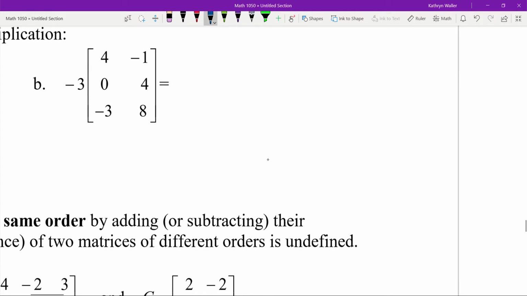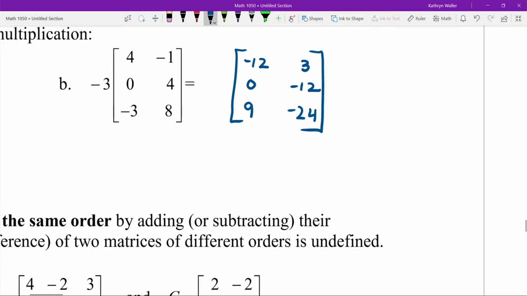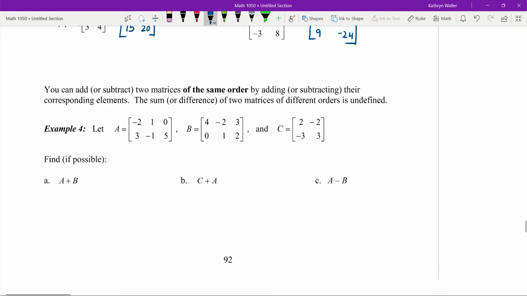Question B is the same thing. Keep in mind, you guys, that all those signs are going to change. So 4 times negative 3 is negative 12. Negative 1 times negative 3 is a positive 3. 0 times negative 3 is 0. 4 times negative 3 is negative 12. Negative 3 times negative 3 is a positive 9. 8 times negative 3 is negative 24. Done. Okay? Very simple.